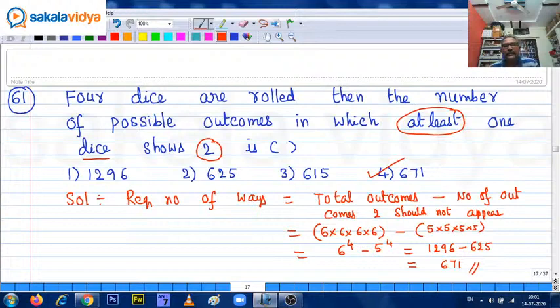Yes, 6 to the power of 4 minus 6P4 is also correct. You will get the correct answer. But in general we do it like this also.